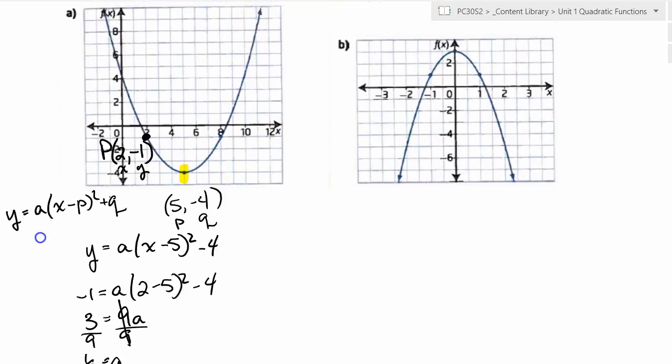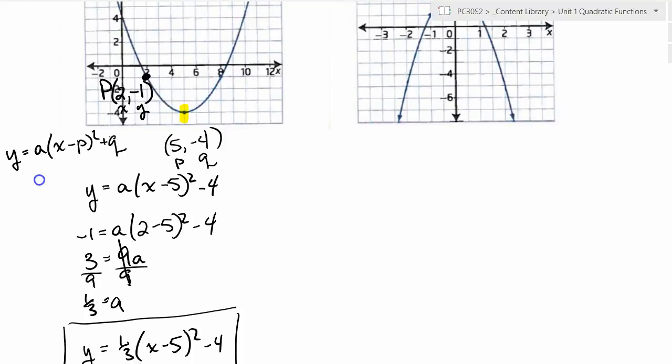And just to look at my graph, I can say that I can pretty much agree with that. It looks like a pretty wide parabola, so having a fraction as my a-value makes sense. And my vertex is at +5 and -4, which is just what my equation describes.